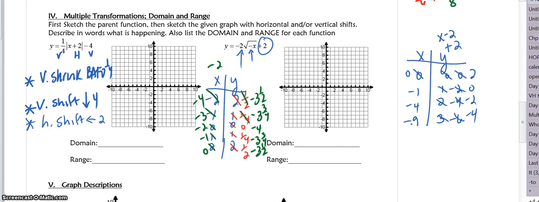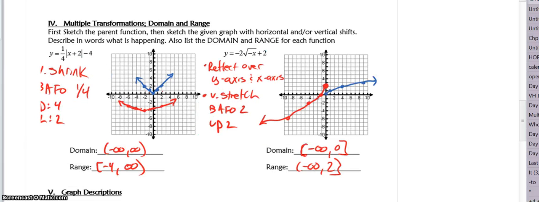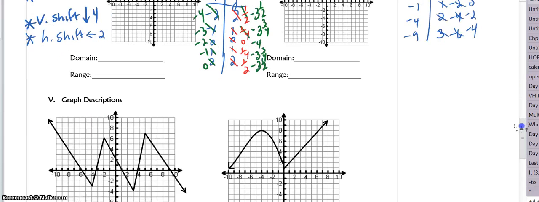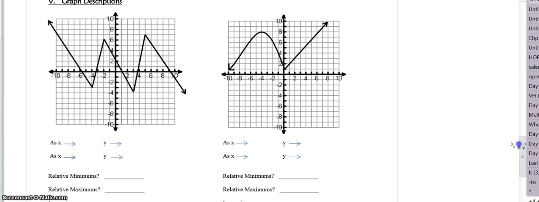So if you plotted those points, you would get a graph that looks something like this. And the domain on that, notice, only goes up to 0. And the range on that only goes down to 2. All right, and our last part, describe what's happening here.